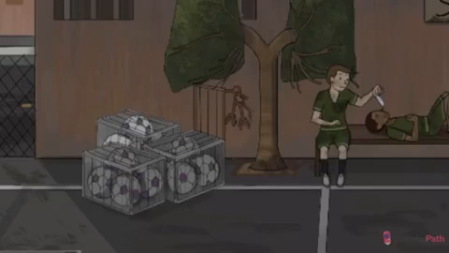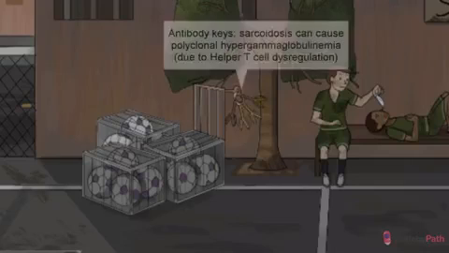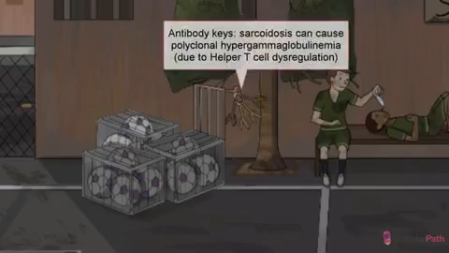Works every time. Helper T cell dysregulation in patients with sarcoidosis can also cause a polyclonal hypergammaglobulinemia. This means a lot of different helper T cells activating a lot of different B cells, which then produce a lot of different antibodies. Kind of like this myriad of antibody-shaped keys dangling from the ball cages.